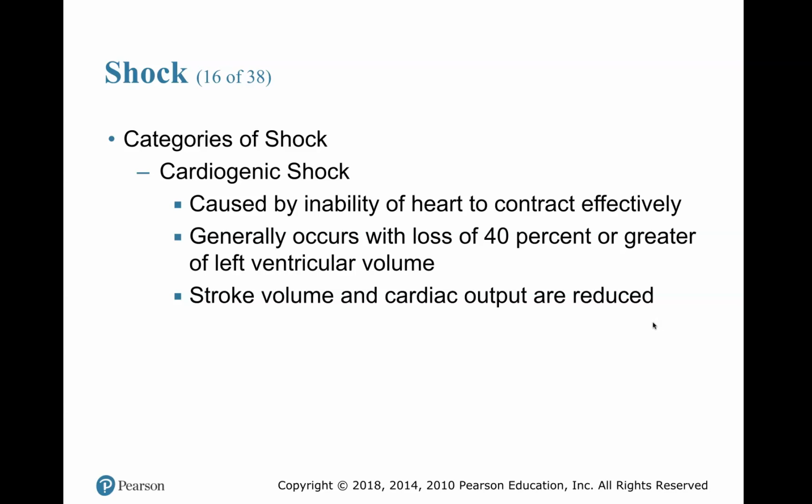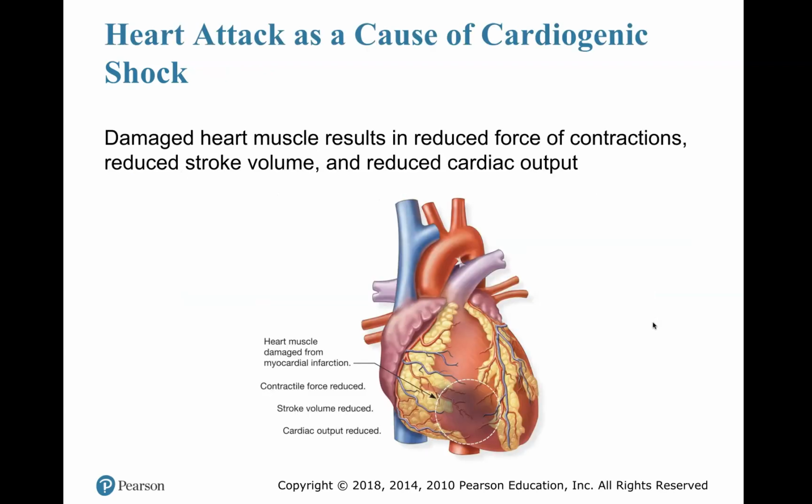Cardiogenic shock is caused by the inability of the heart to contract effectively, and generally occurs with the loss of 40% or greater of the left ventricular volume. That would be the blood volume in the left ventricle. Stroke volume and cardiac output are reduced. All right, heart attack as a cause of cardiogenic shock.